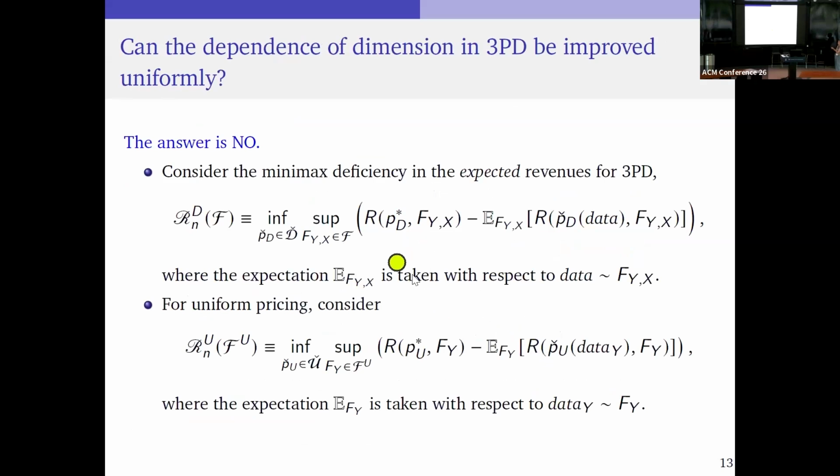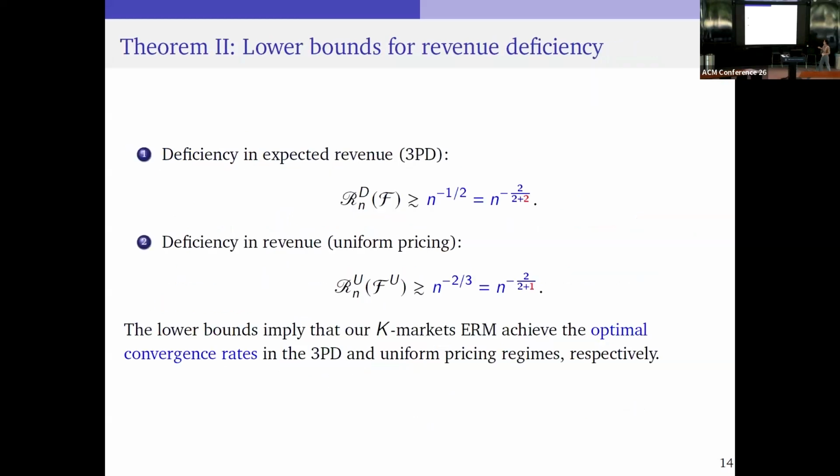So basically, here we're asking whether this dependence on dimension in 3PD can be improved. Those are the lower bounds. The lower bound is looking at a relatively large class of distributions, with this F and this U for the marginal distributions, and then you're looking at the best price discrimination, 3PD, and uniform pricing. So we're going to bound this from below, okay? It turned out that this is exactly the same rate as our upper bound. And this is for uniform pricing, the same rate as our upper bound.